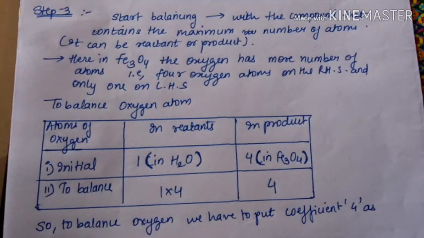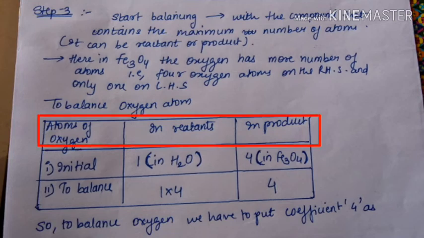Step 3. We have to start balancing and we have to look for the compound that contains the maximum number of atoms. Here in Fe3O4, the oxygen has more atoms. That is, it has 4 oxygen atoms on the right hand side and only 1 oxygen atom on the left hand side. So to start balancing oxygen atoms, we have to create 3 columns again, one with atoms of oxygen in reactant and another in product.